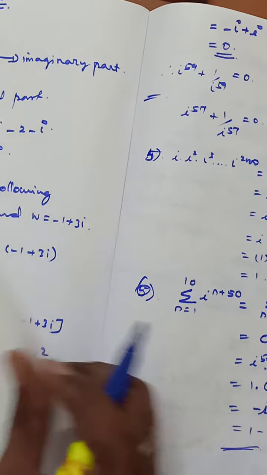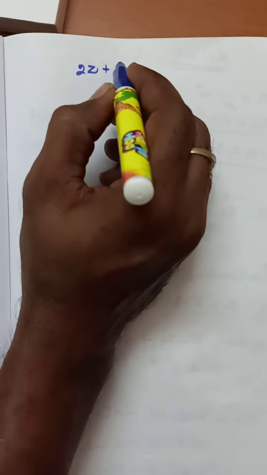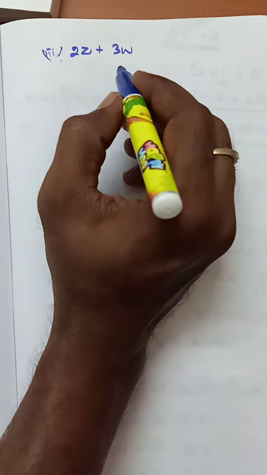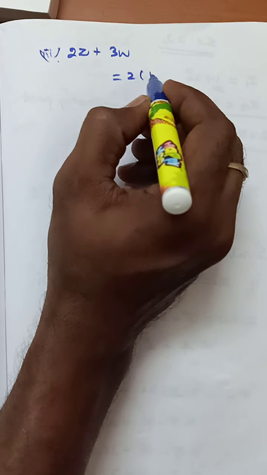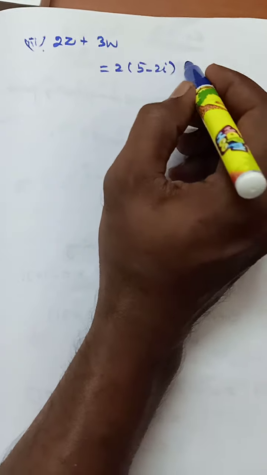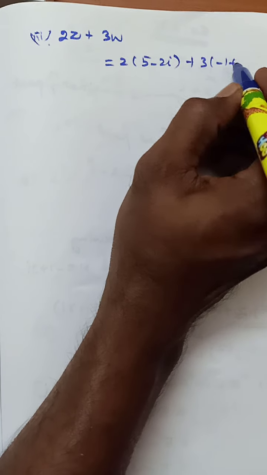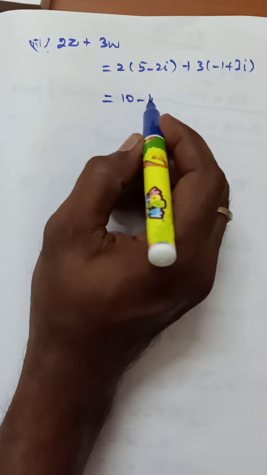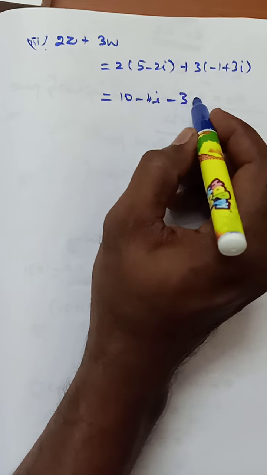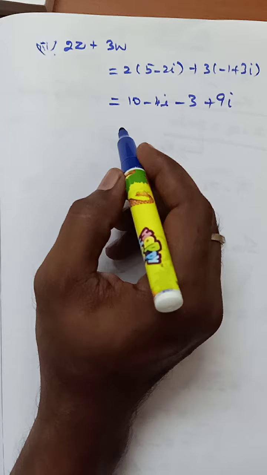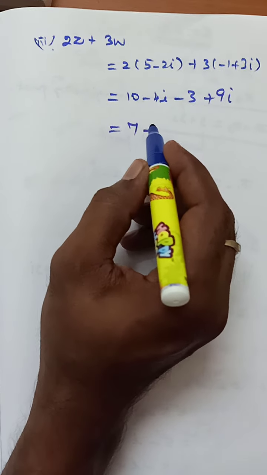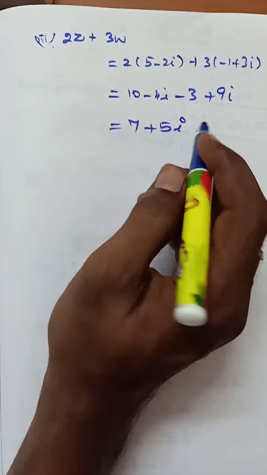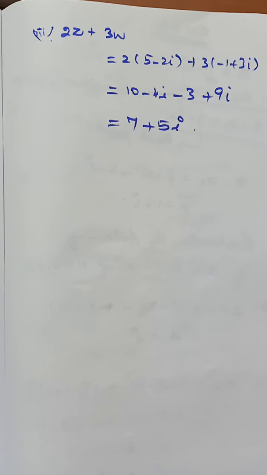Now the third one, 2z plus 3w. Your 2z is 2 into 5 minus 2i, plus 3 into minus 1 plus 3i. So the product is 10 minus 4i minus 3 plus 9i. So it is 7 plus 5i, your final answer. Okay. The next, the fourth one.